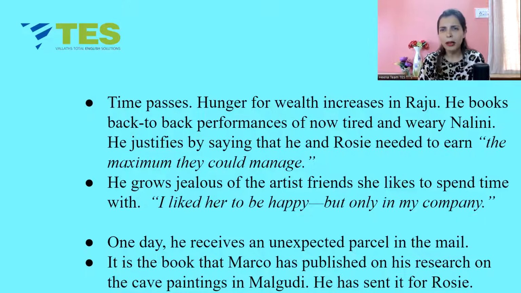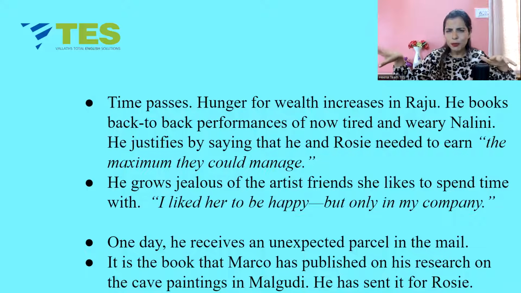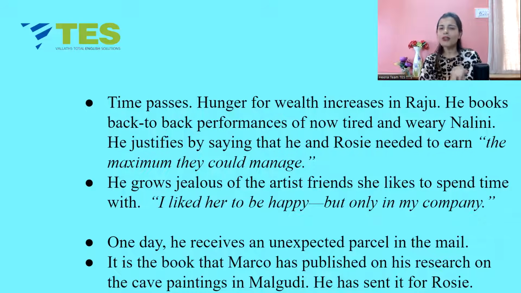Time passes, and as you know it, hunger for wealth increases in Raju. He books back-to-back performances for now tired and weary Nalini. Rosie does not understand, why am I performing so much? She's tired. She wants a break. But Raju justifies by saying that he and Rosie needed to earn the maximum they could manage. He also grows jealous of the artist friends that she likes to spend time with. Quote, I liked her to be happy, but only in my company, not in company of those strange men or artists.